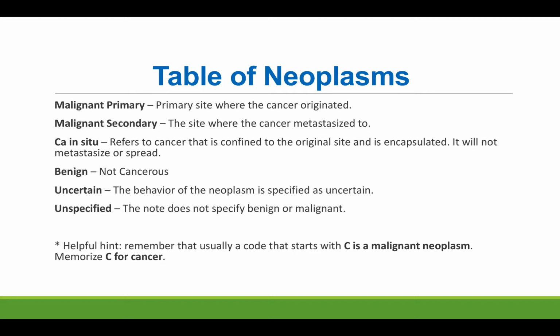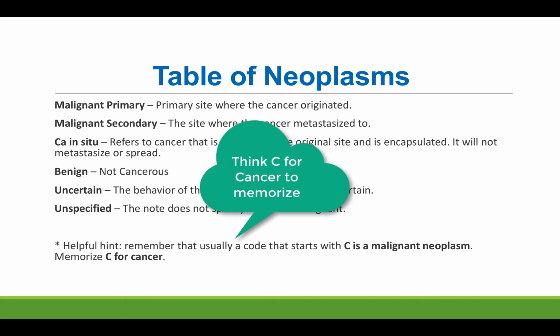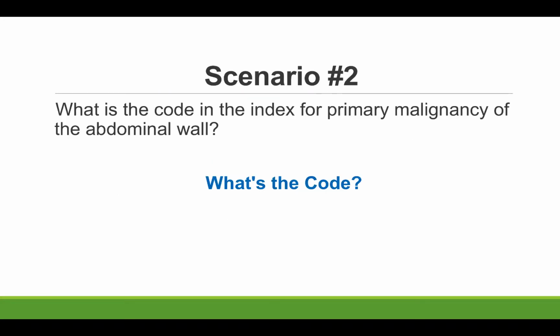Helpful hint. Remember that usually a code that starts with C is a malignant neoplasm. Memorize C for cancer. This will help you and will be a shortcut in the future. Now I want you to try. What is the code in the index for primary malignancy of the abdominal wall? Pause this recording and get your code.